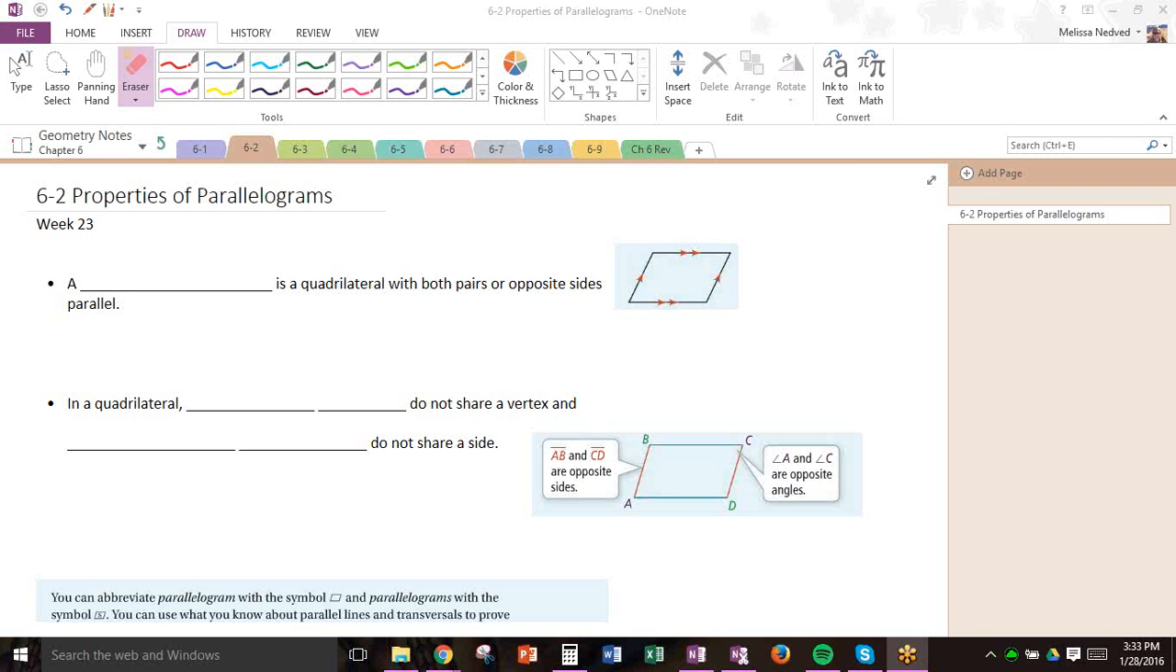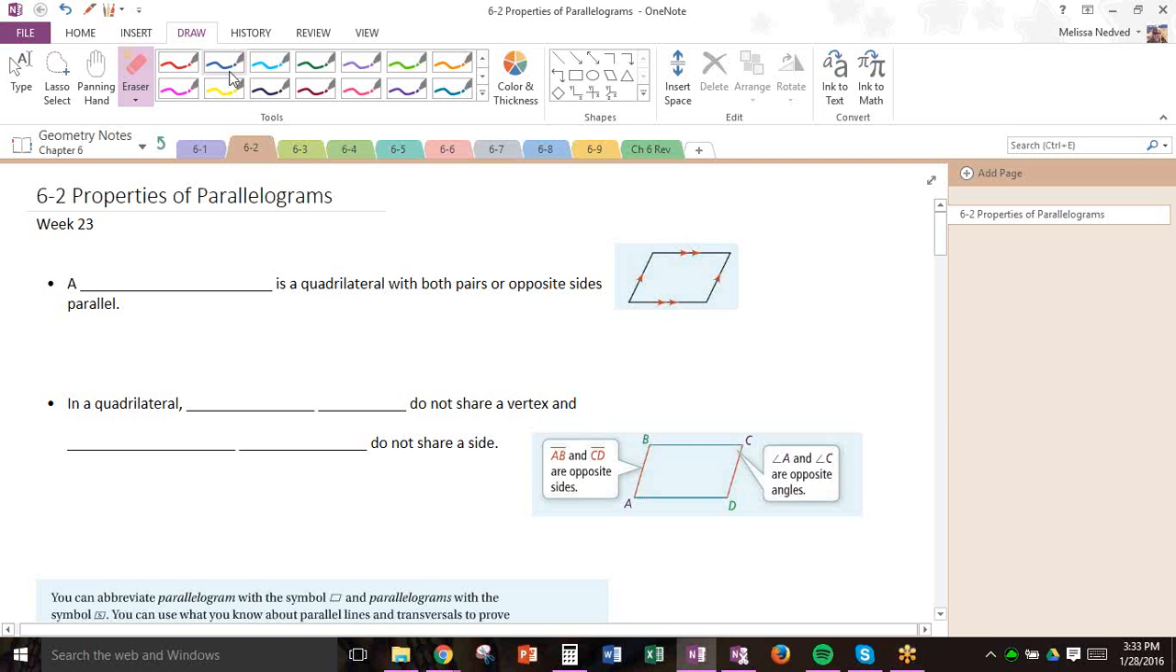So with Chapter 6, we're going to look at a lot of different specific polygons and talk about properties of each of those polygons. Specifically, quadrilaterals. We're going to have lots of quadrilaterals, and each quadrilateral is going to have their own set of properties that apply to that quadrilateral. So we're going to start that off with Section 2, where we're looking at the properties of parallelograms.